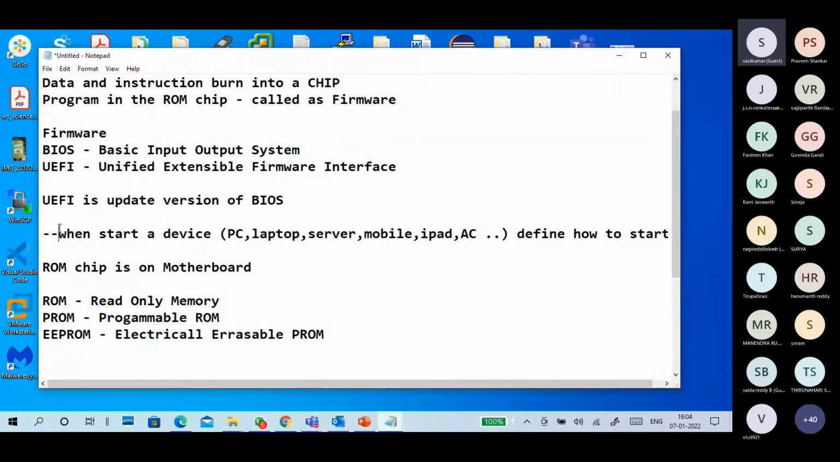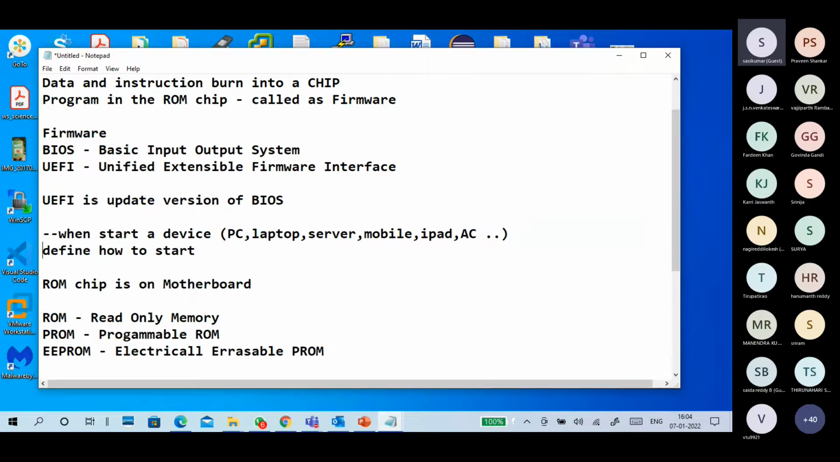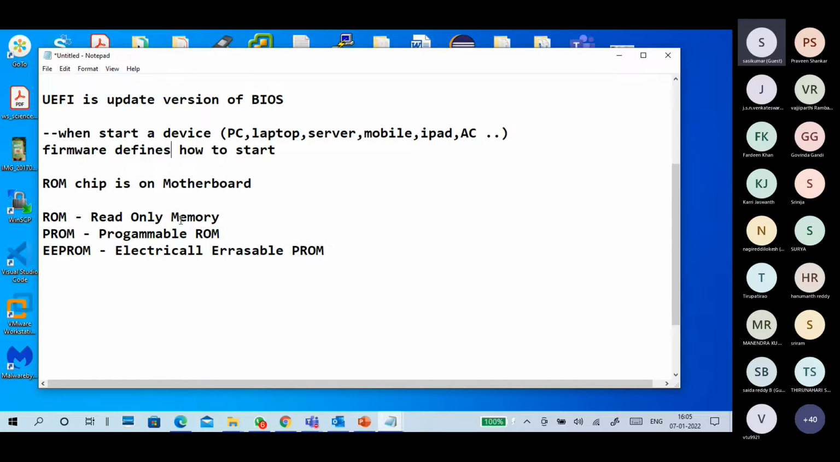Next, when you start any device, our firmware will define how to start, because this happens every time. Next, a PROM chip or ROM chip is always on your motherboard only. That's the first part. Next, you have a firmware, and I said a firmware is a BIOS.